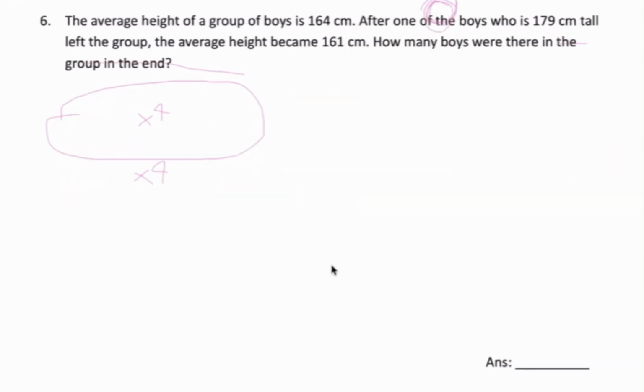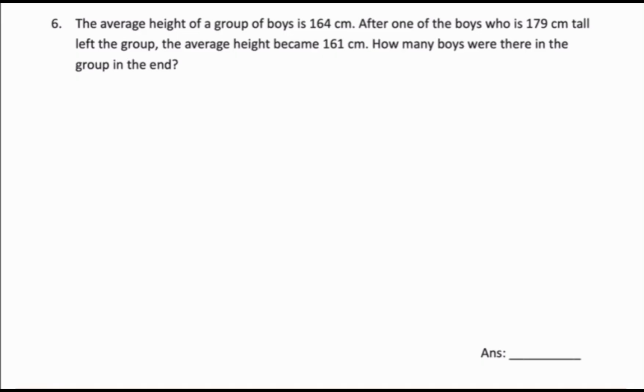Question number 6. Now, again, the first statement provides you the average, but you cannot find the total because you do not know the number of boys. You can use the redistribution method or the circles method. Each circle shall represent 1 boy, and we know the average is 164, but we do not know the number of boys. So I use a symbol to represent the number of boys. So there's a certain number of circles here. I do not know how many.